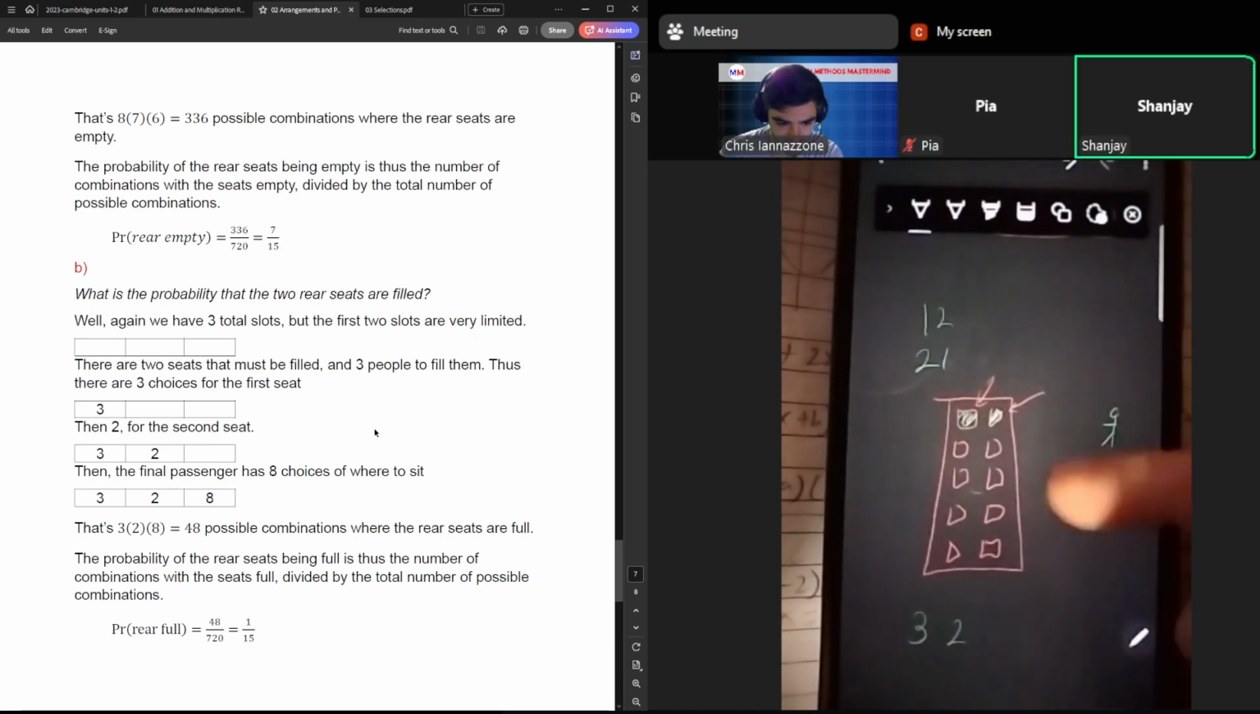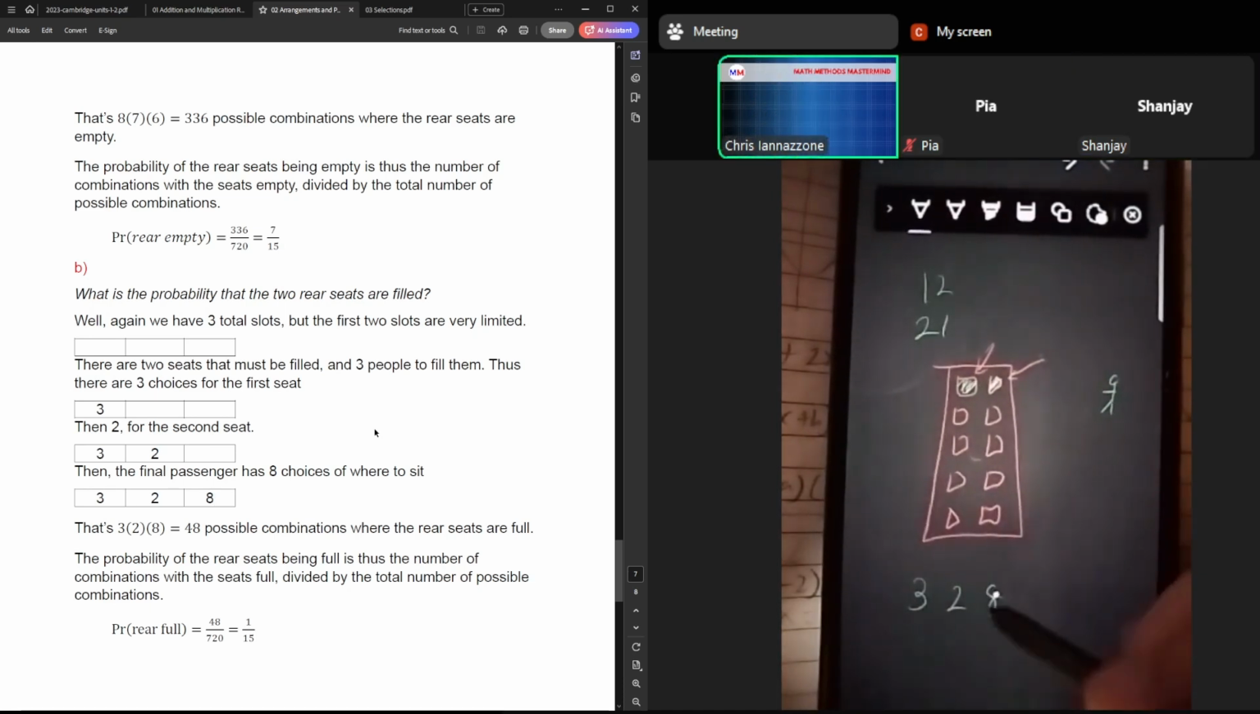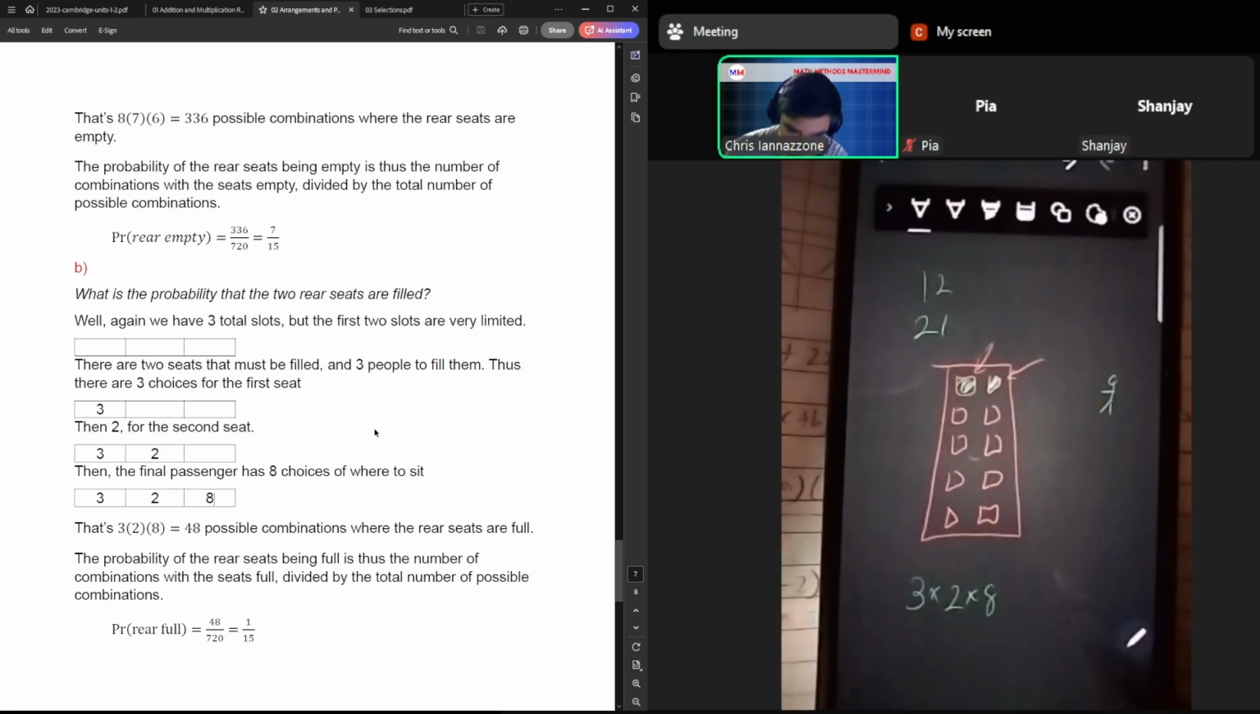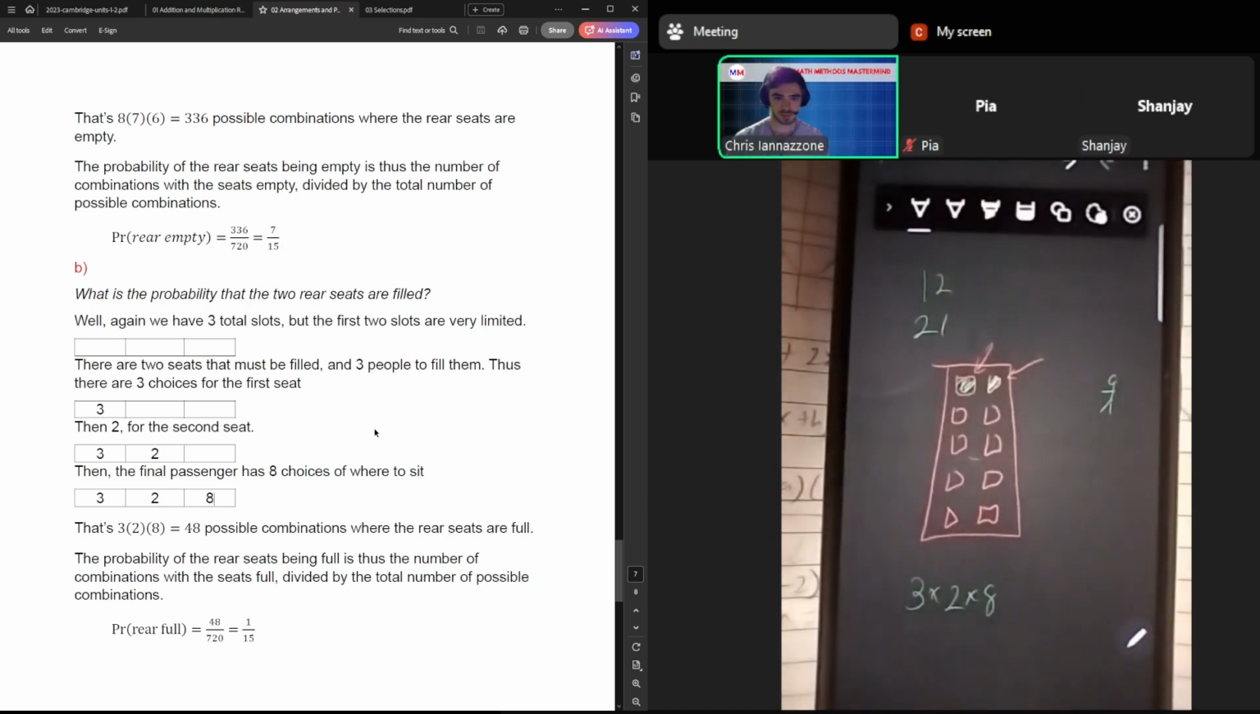Like 8. Yeah. 3, 2, 8. Multiply, multiply, multiply. Bit clearer? So I thought the numbers stood for the different combinations of seats. Oh, sure. Yeah. That was the weird bit.